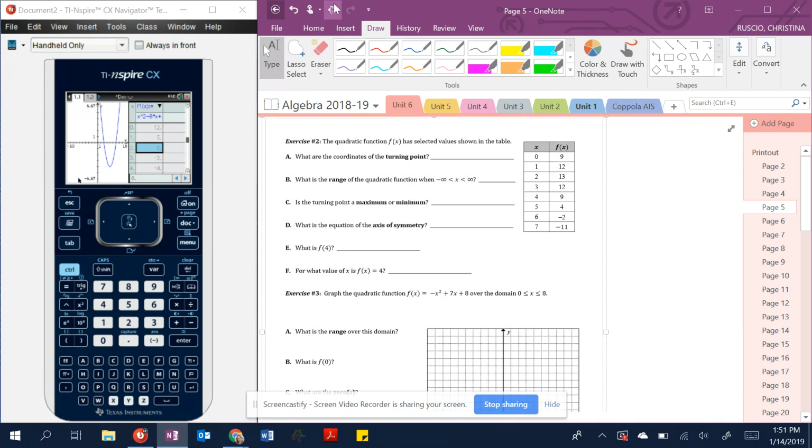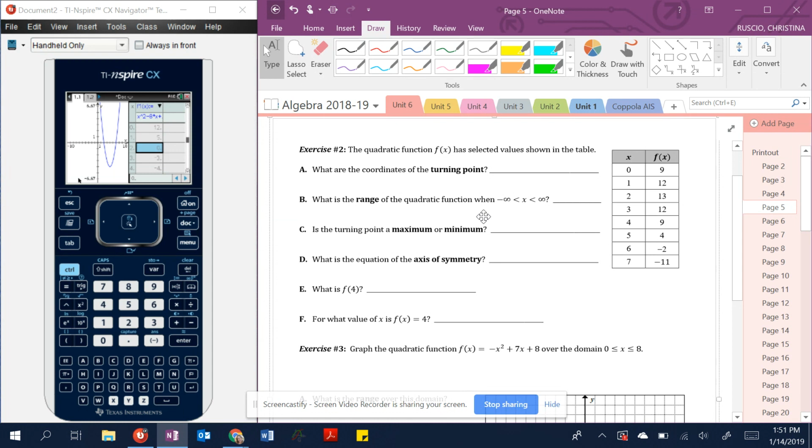So on exercise 2, they give us a table. Oh, this is interesting. Okay, so we're going to have to get all of the information without being able to visualize it on a graph. So it says, what are the coordinates of the turning point? Well, we're going to look for that symmetry.